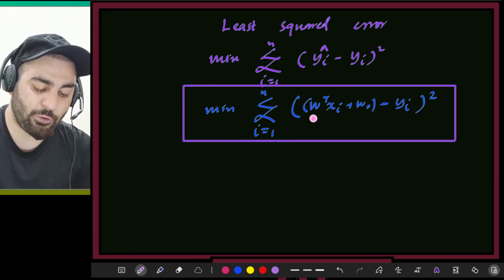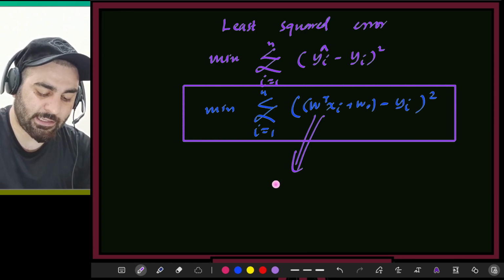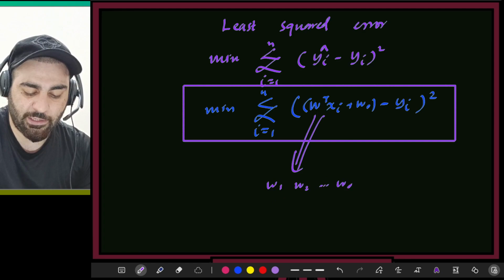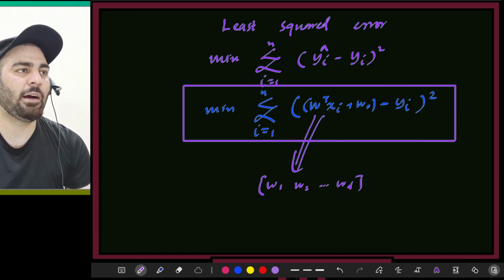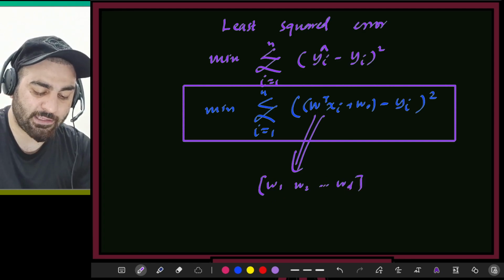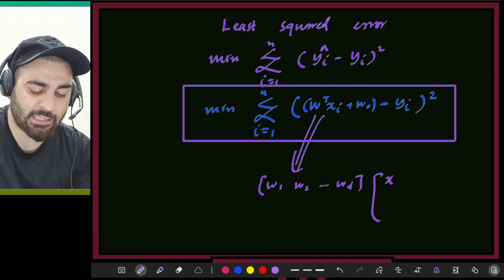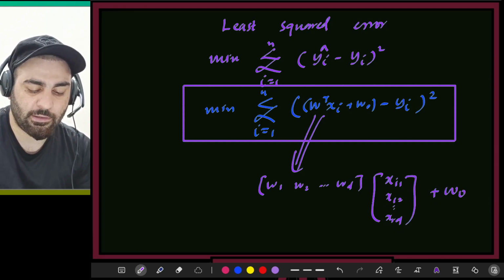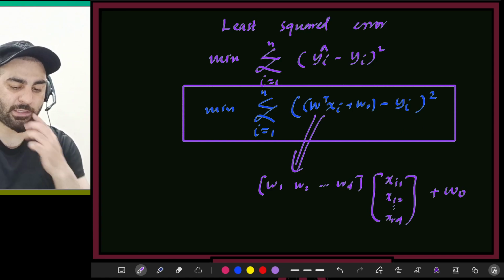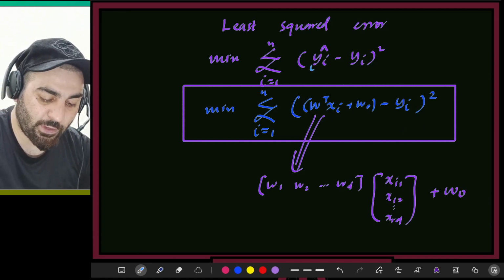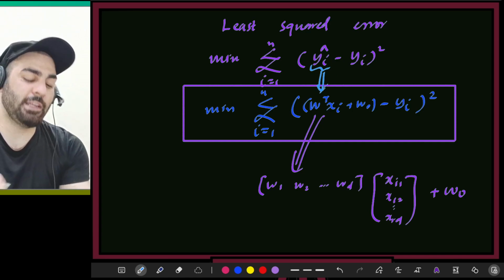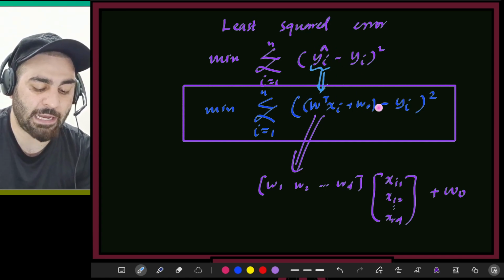This w transpose is basically something like w1, w2 till wd. This is a row vector, I call it, and then we have this w naught. So xi means we have xi1, xi2 till xid, and this is plus w naught. Now you know this yi also, because this is our yi. So over here, I just expand this yi, because that's how I am basically getting this value of yi. I'm just writing it in expanded form.